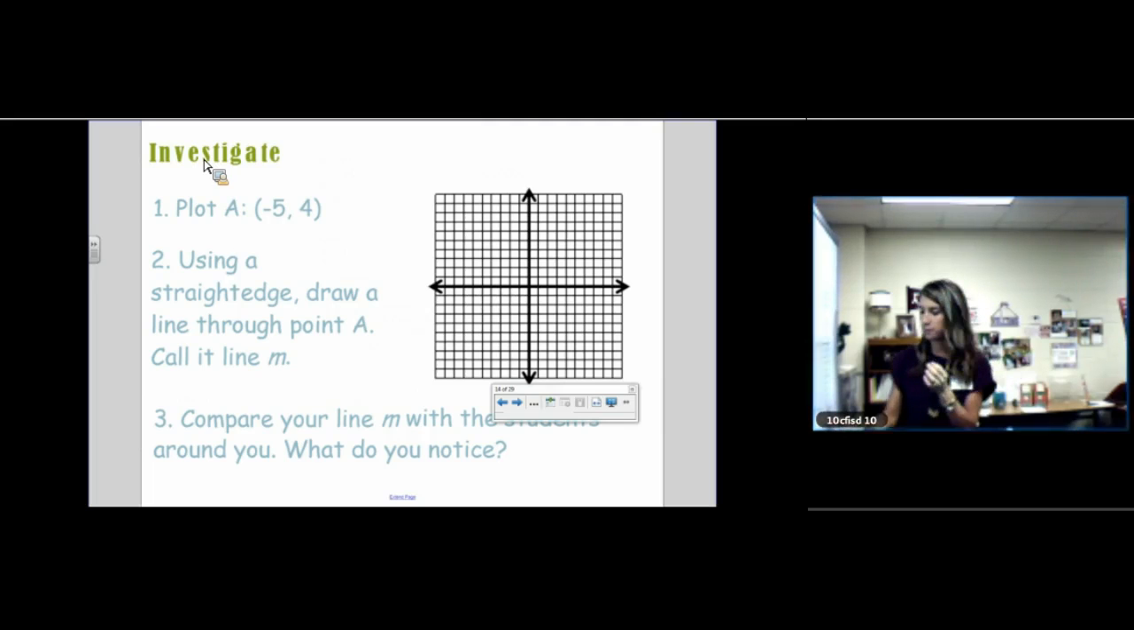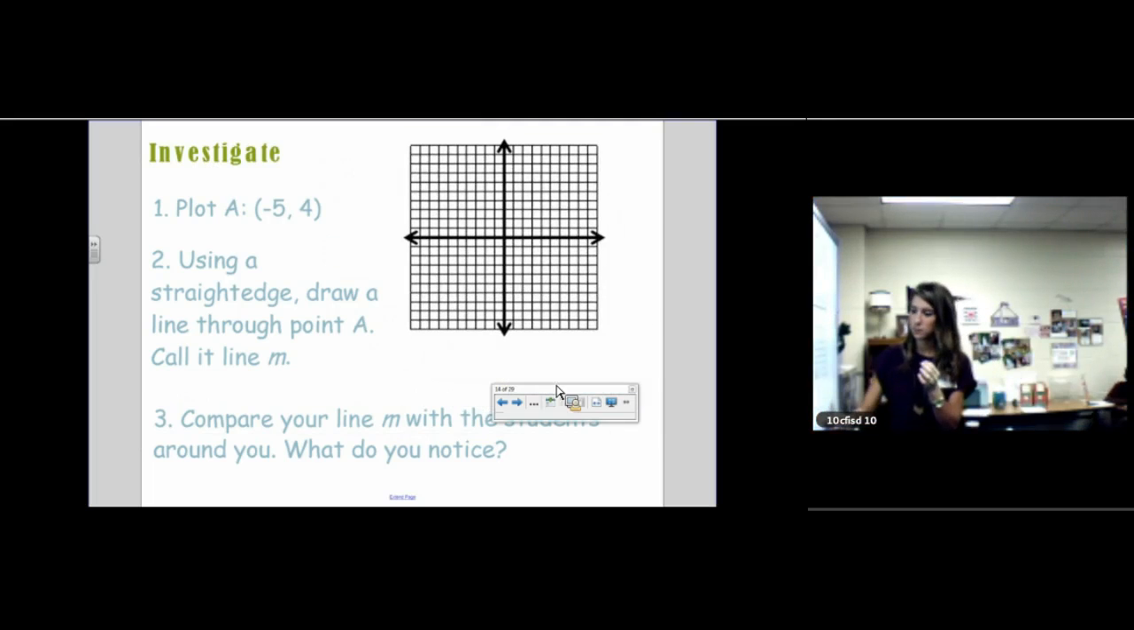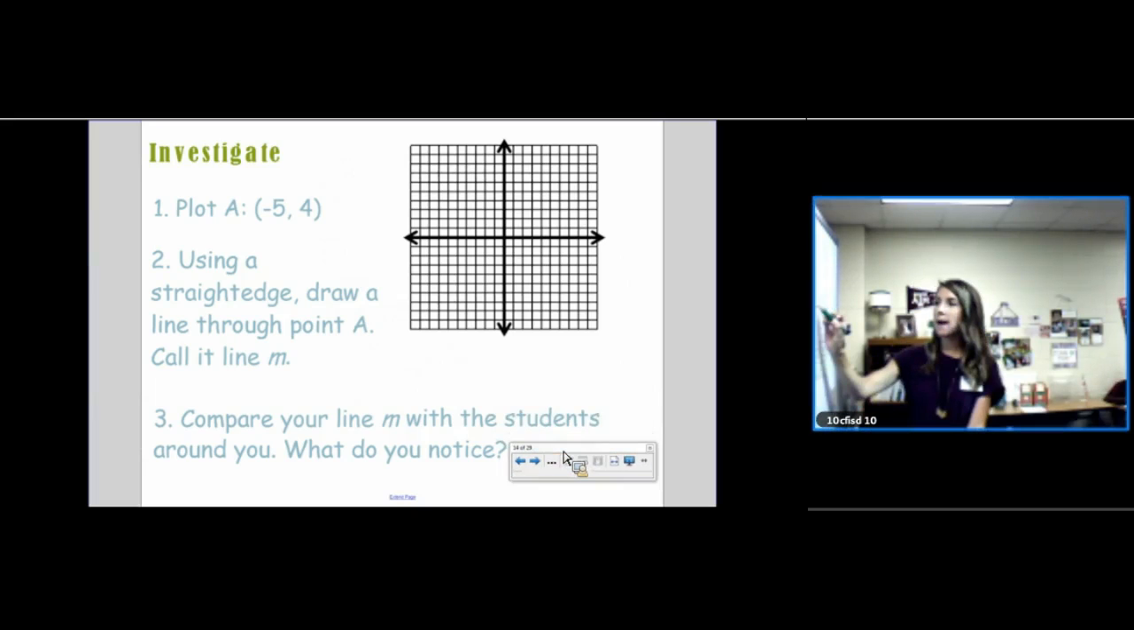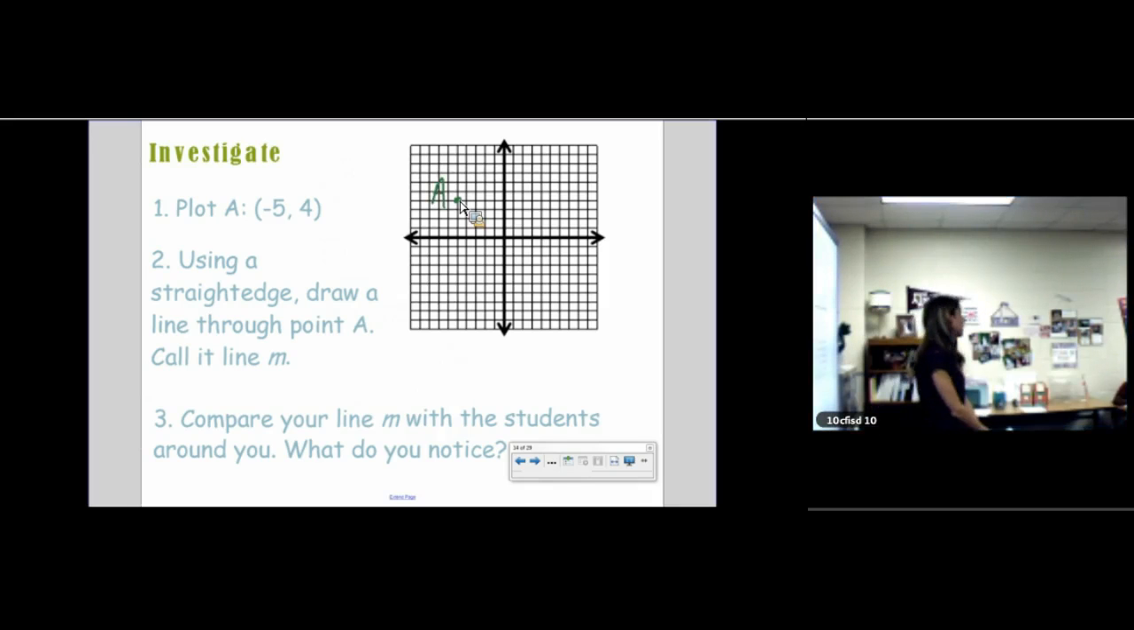-5, 4. So you're going backwards. 1, 2, 3, 4, 5. 1, 2, 3, 4. It said to call it A. So call it A. Capital A, that's how you name a point. Capital letter. Over 5, up 4. Backwards 5, up 4.